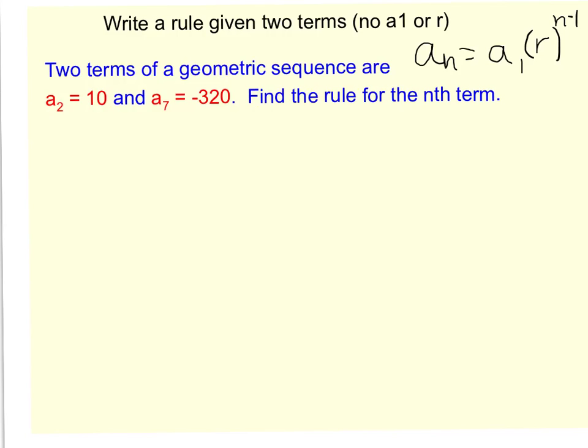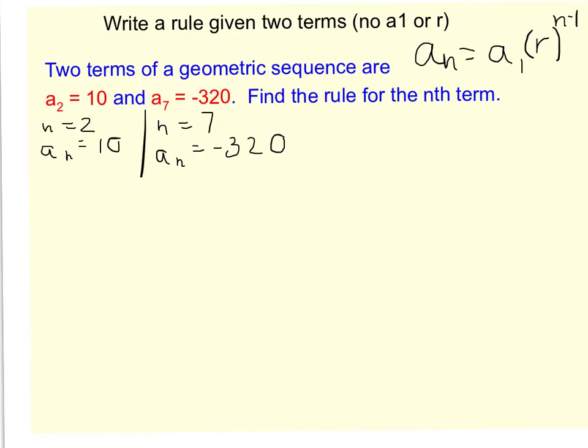And you know two terms. I'm going to clarify that a sub 2 equals 10 is really saying the second term, a sub 2, will yield a term value of 10. So the second slot in the pattern will give you a value of 10. The other one, a sub 7 equals negative 320, is saying when n is 7, the seventh term will yield a value of negative 320. I think it's really important that you understand what those variables are giving you.